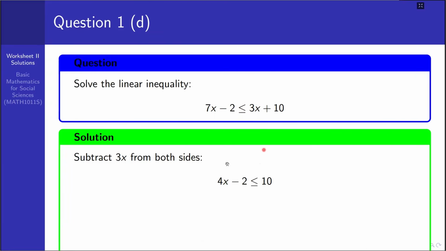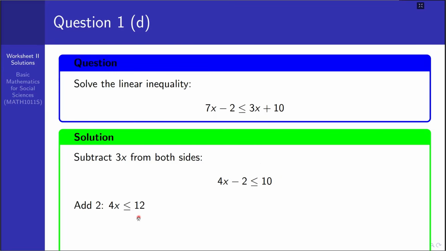Therefore, if 3x is subtracted from both sides of this inequality, we have 7x minus 3x is 4x, and 3x minus 3x is 0, so that 4x minus 2 less than or equal to 10 will be obtained, or simply, an inequality which is obtained from this one by subtracting 3x from both sides. Then when we take minus 2, or simply if we add 2 to both sides, we have 4x less than or equal to 12.